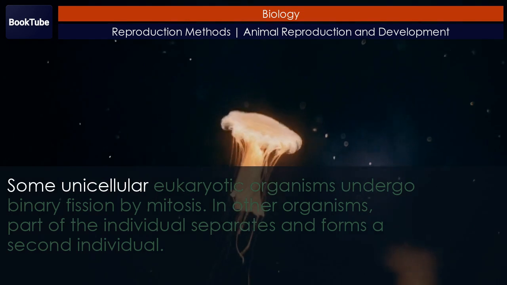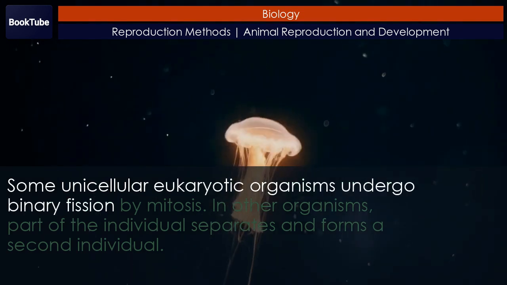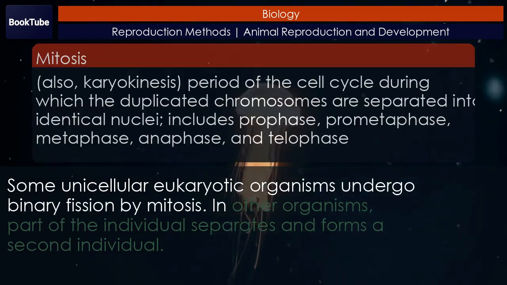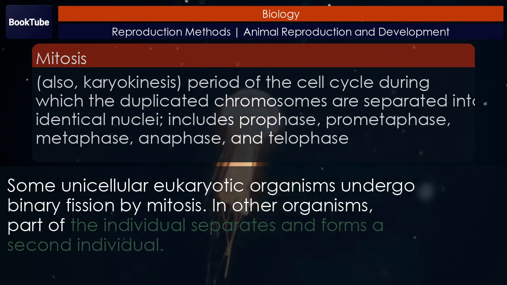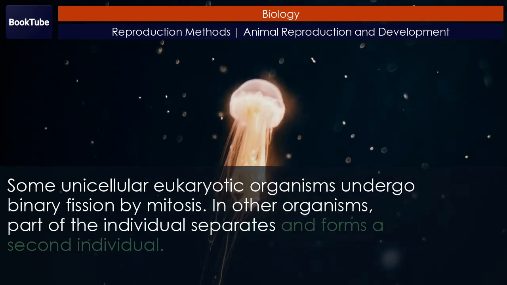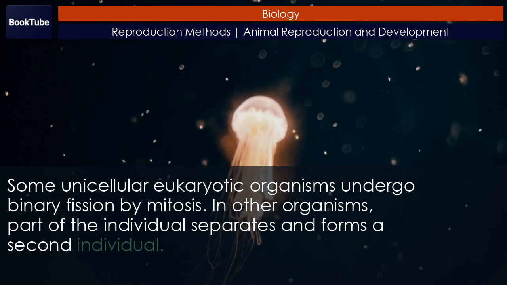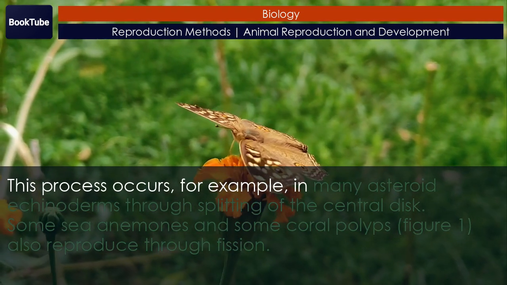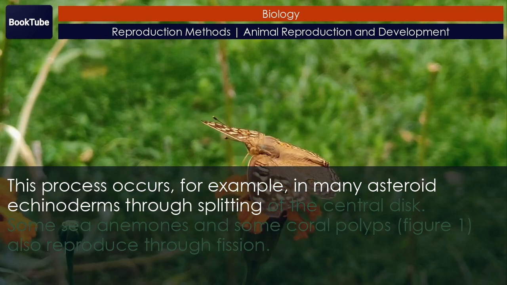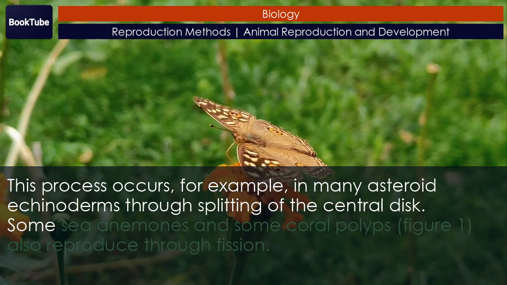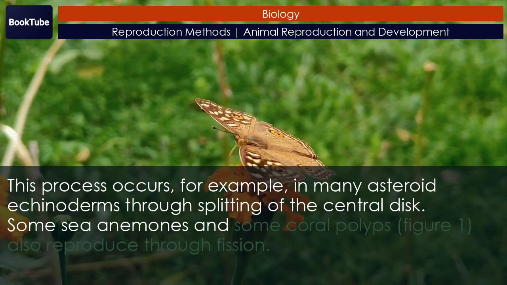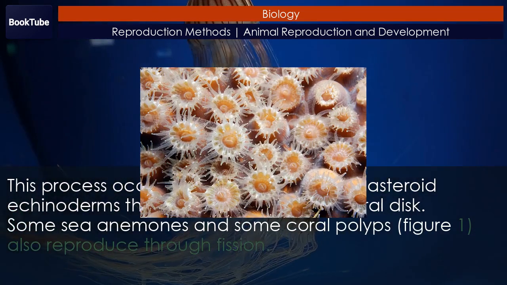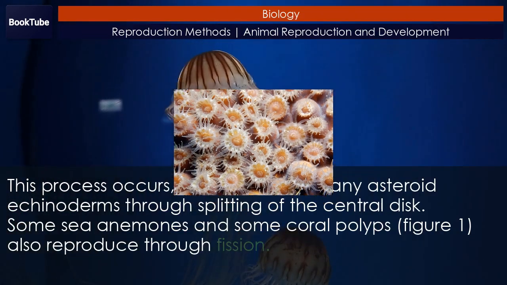Some unicellular eukaryotic organisms undergo binary fission by mitosis. In other organisms, part of the individual separates and forms a second individual. This process occurs, for example, in many asteroid echinoderms through splitting of the central disc, some sea anemones and some coral polyps. Figure 1. Also reproduce through fission.